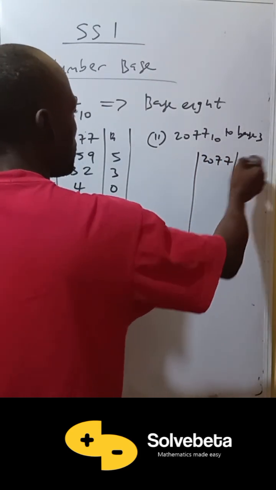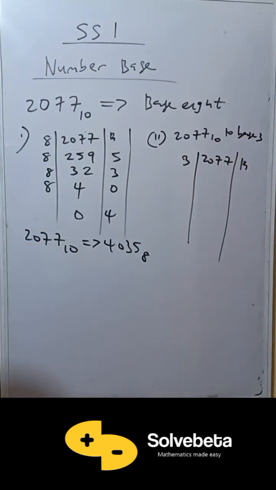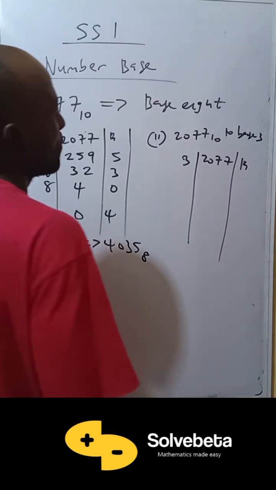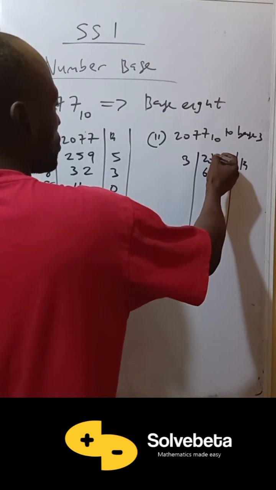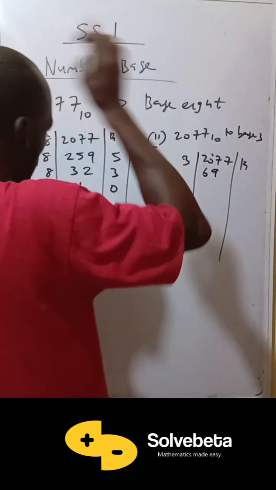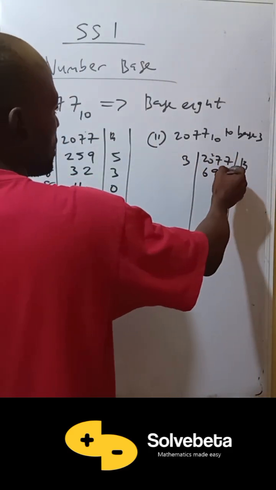Here will be the remainder. Let's divide. You divide it by the base you are going to. 20 divided by 3, that should be 6, 18, remainder 2. 7 divided by 3, 2, remainder 1.